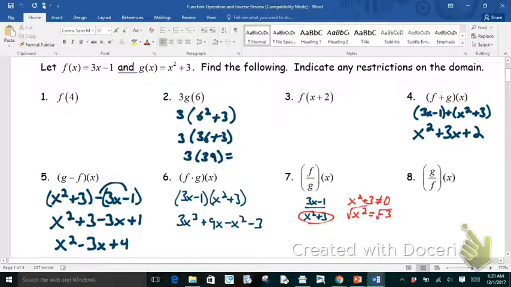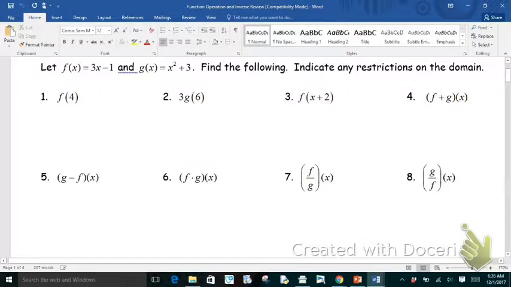We could take the square root. We could say x cannot be equal to i root 3. Really, we should say positive or negative i root 3. And again, that's just finding things in the denominator. Whenever there's a variable in the denominator, we have to make sure that we say that variable cannot be equal to the value that would make the denominator 0.